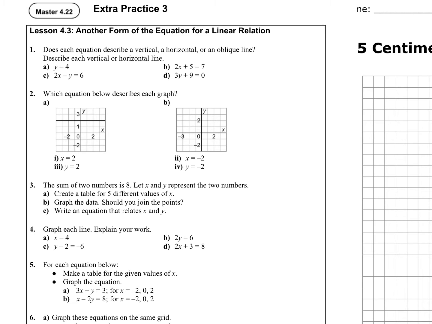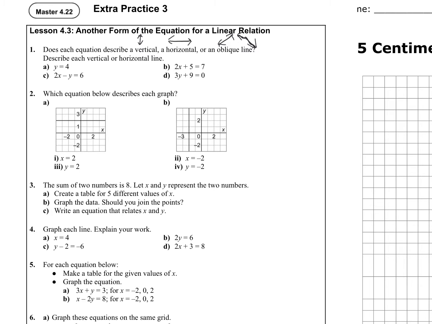Number 1 is asking us, does each equation describe a vertical, horizontal, or oblique line? So just so that we're aware, I'll make a little note up above them. A vertical line means one that's going up and down. A horizontal line means one that's going left to right. And an oblique line is one that's going sort of diagonal in this way, or maybe diagonal in this way. So oblique just means a diagonal line, horizontal means left and right, vertical means up and down.